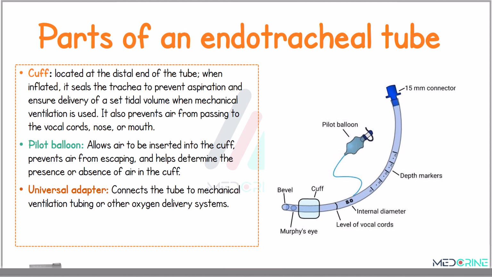Another part is known as a pilot balloon. This pilot balloon allows air to be inserted into the cuff, prevents air from escaping, and helps to determine the presence or absence of air in the cuff. Then we have a universal adapter, which connects the tube to the mechanical ventilation tubing or other oxygen delivery systems that we are going to use in these intubated patients. We have a depth marker that helps us know how deep we have inserted the endotracheal tube, and the internal diameter is a marking that highlights the size of the internal diameter of the specific tube that we're going to use.